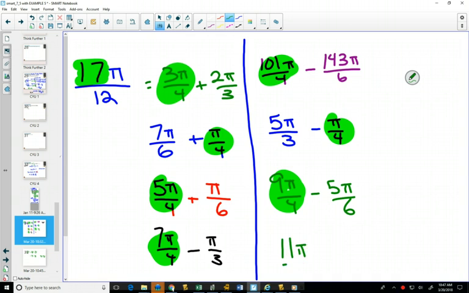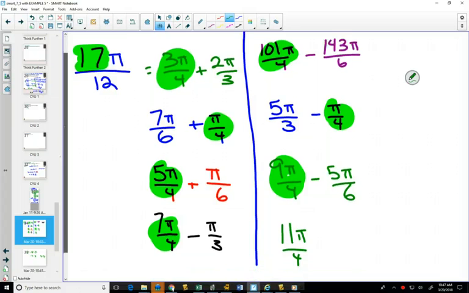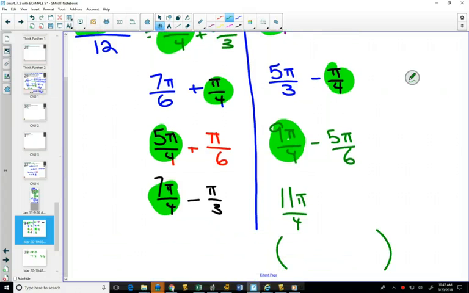So if I did 11 pi over 4, and underneath here, I'm going to change that to 33 pi over 12. If I wanted to get 17, I'd have to subtract 16 pi over 12. And so here I'm going to subtract, and 16 pi over 12 simplifies to 4 pi over 3. And sure enough, there's another one.